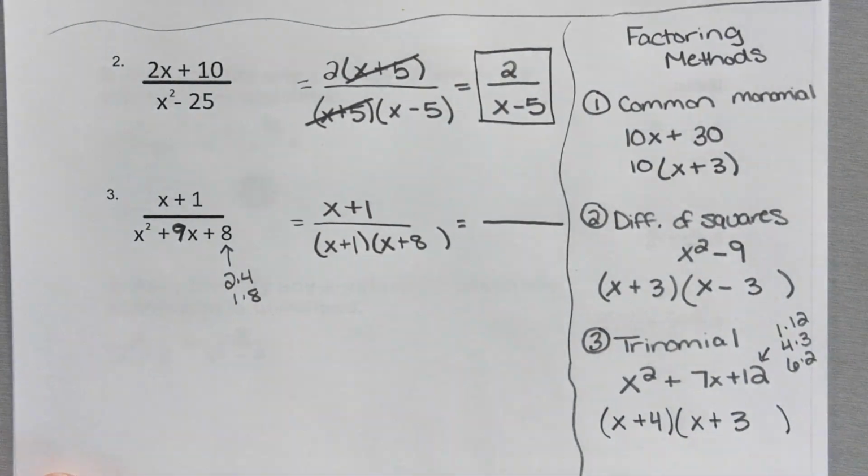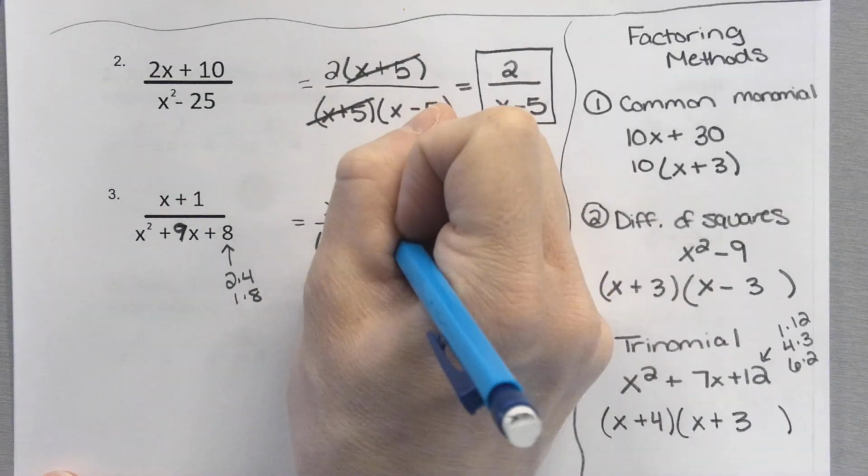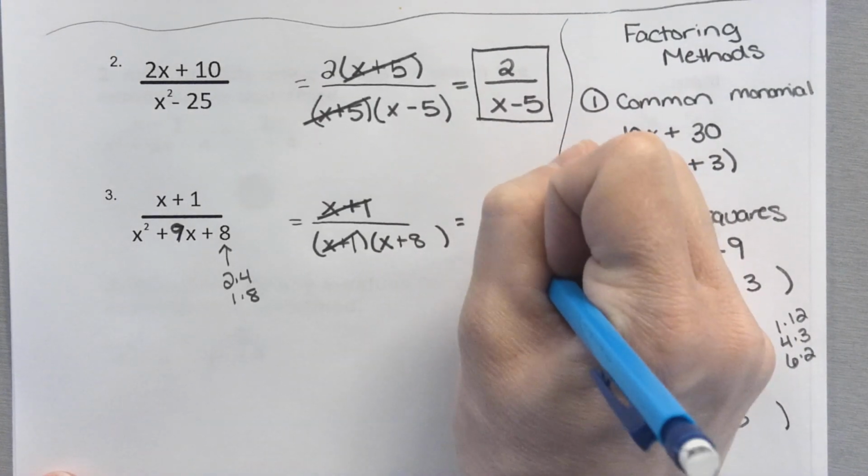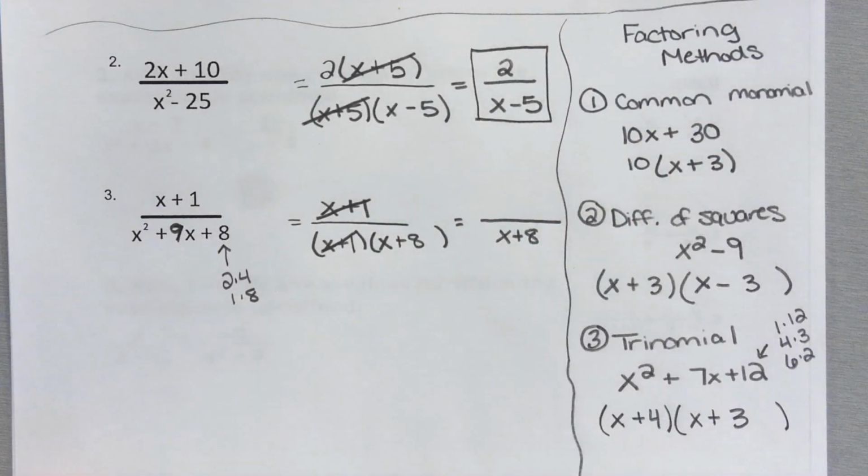So, what do I have that's the same in the top and bottom? 1. X plus 1. So it's that whole thing. So in the bottom, I have x plus 8. What do you think I put in the top? Thoughts? The x plus 1? No. So the x plus 1 is gone.